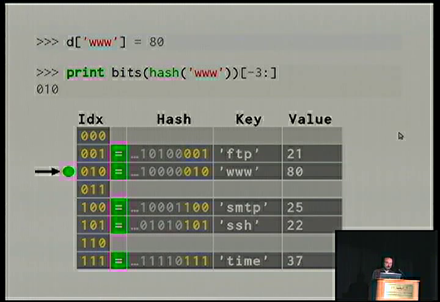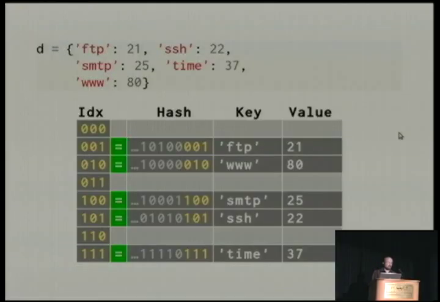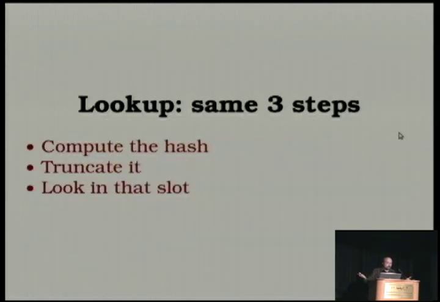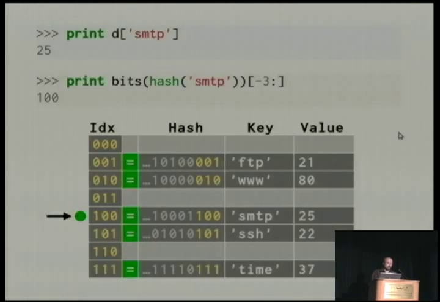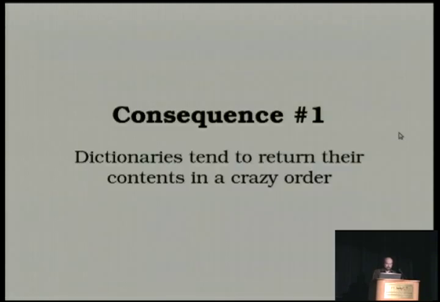At this point, we have a 5-element dictionary stored in RAM where we can get very quickly back to any of the values in it, because lookup just does the same 3 steps. When you come back 20 minutes later with a key, it just computes the hash, truncates it down to 3 bits, and looks in that slot and finds it. You want to print D of SMTP, it can jump right there. Even though the dictionary has 8 slots in it, it immediately jumps to the right one.